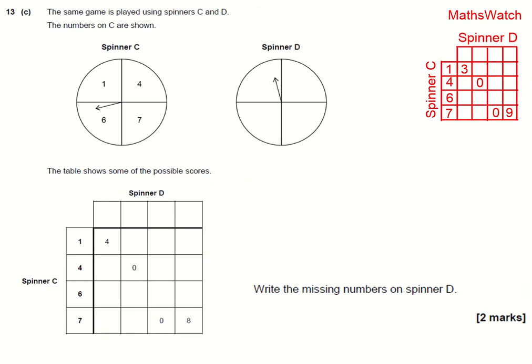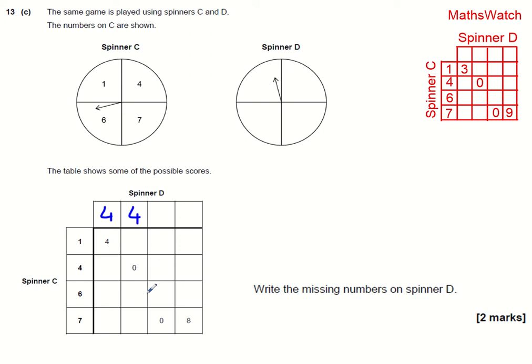Part C. The same game is played using spinners C and D. The numbers on C are shown, and we need to work out the numbers for spinner D. We have been shown some of the possible scores. In this first game, 1 was playing with a number, and the number 4 must have won, so that top number must be a 4. In the next game, 4 was playing with a number, and with a score of 0, those numbers must have been the same, so that also must be a 4.